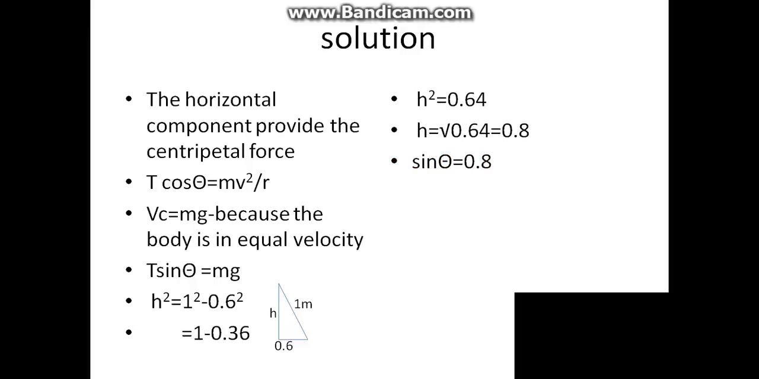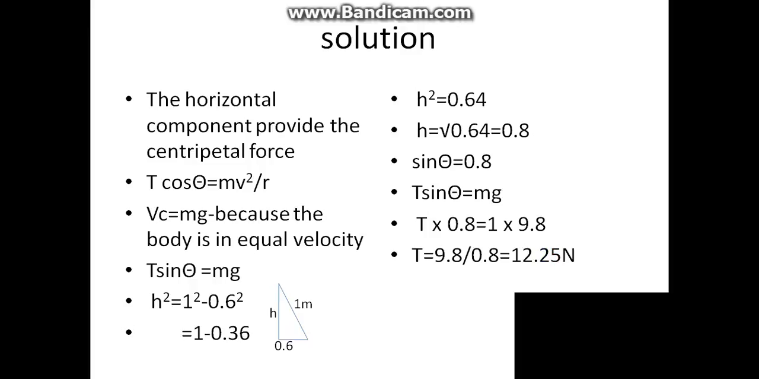Cos theta is equal to 0.8. T cos theta is equal to mg. T times 0.8 is equal to 1 times 9.8. T is now equal to 9.8 over 0.8, which gives us 12.25 Newton. Tension is now found. The period is now 2 pi over phi.